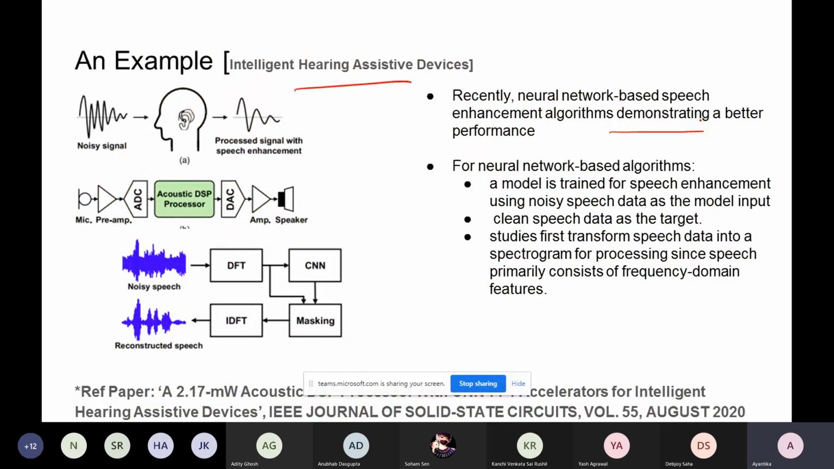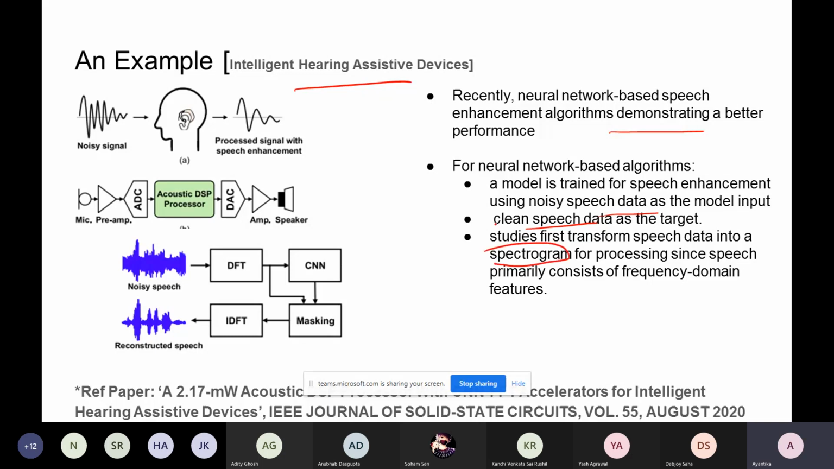It is written that recently neural network based speech enhancement algorithms are demonstrating better performance. So what are the steps of this NN based algorithm? A model is trained for speech enhancement using noisy speech data as the model input, and the target is to get the clean speech data. Studies first transform speech data into a spectrogram. So we have the spectrogram.